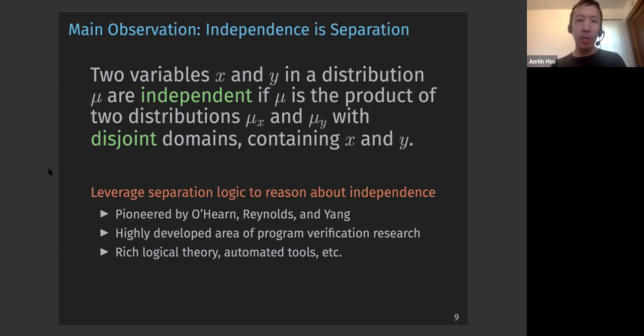This observation doesn't seem very different from what I just presented, but it enables us to leverage tools from separation logic to reason about independence. This is a very well-developed area of program verification research that is continuing today. It was pioneered by O'Hearn, Reynolds, and Yang, and many other people. There's a rich logical theory. People have investigated automated tools, and there are many nice results or techniques known in this area that we can try to bring to bear in the probabilistic setting now.